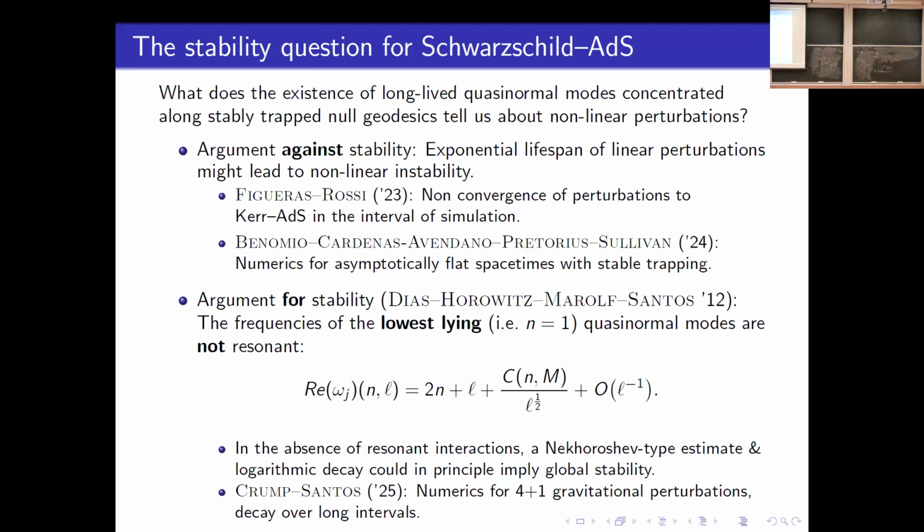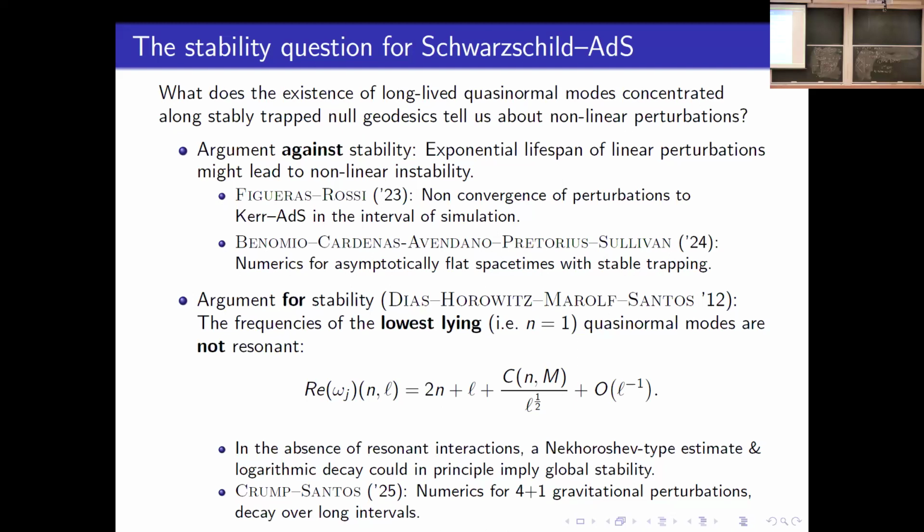Their argument, reinterpreted, would go like this: if at the linear level you don't have resonant interactions, and they only studied part of the spectrum, but suppose that this is true for the whole spectrum, then by an Ecole-type stability argument from KAM theory, you would expect to not have an instability at an exponential timescale. But after an exponential timescale, the logarithmic decay can kick in and save the system. That's an interpretation of their argument. Also, Cramer and Santos had recently done some numerics in higher dimensional vacuum GR, and at least for the time interval of the simulation, also didn't see an instability.